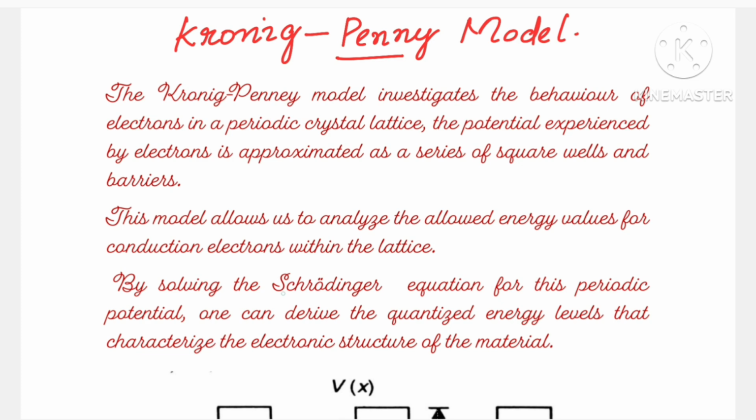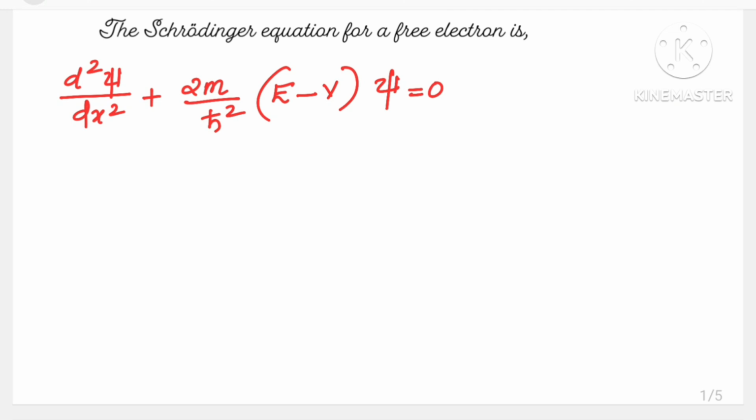Here we have to use the Schrodinger equation for solving the problem. According to the Schrodinger wave equation, we can write d square psi by dx square plus 2m by h cut square into E minus V into psi is equal to 0. That is equation number 1.